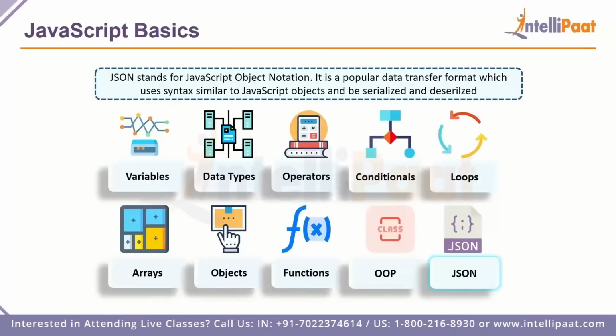Finally, take a look at JSON. JSON stands for JavaScript Object Notation. It is a popular data transfer format which uses syntax similar to a JavaScript object, which can be serialized and deserialized too. So basically what happens is, when you're trying to exchange information between two programs, and these two programs may be of different languages, you need to agree upon some common format in which you will be exchanging data, so that when you create that format, put the data in and send it, the user can then take data out of that format and understand what you have written inside it. This is where JSON comes into play.